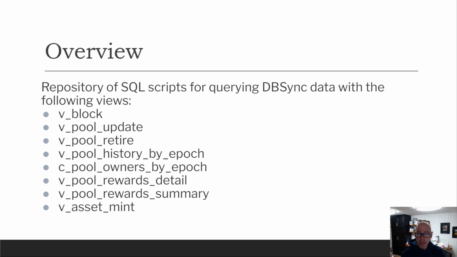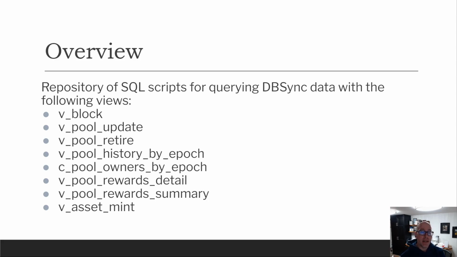vPoolHistoryByEpoch. This one actually gives you all of the information about every pool by epoch. So there's a record for every pool for every epoch that has what the pool parameters and everything were on that day, as well as information about delegation and whatnot. Then vPoolOwnersByEpoch. This tells you which wallets are the actual owners of that pool by epoch, because it can change over time.